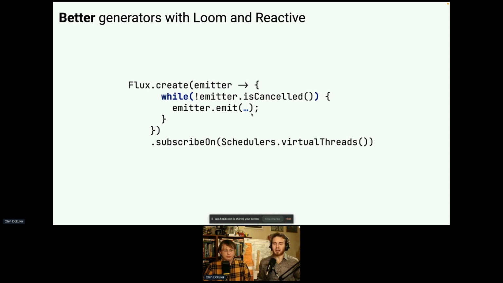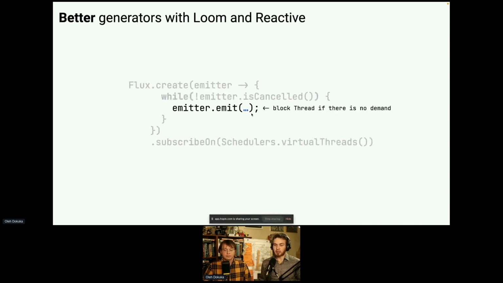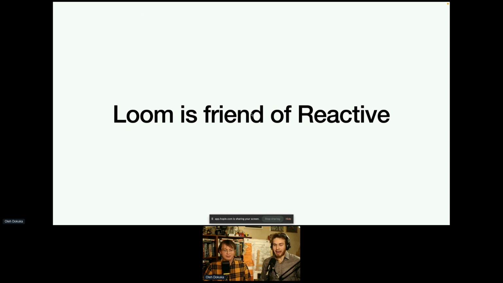We can create much simpler kinds of generators or wrappers around push APIs using Flux.create. Before, we had to integrate with complex non-blocking async demand or backpressure in order to make sure we were not overwhelming. Now this emitter.emit can just easily block the emitter thread, and this emitter can easily be running on a virtual thread, making sure that no important threads are blocking. Cool. So I would say that Loom is a friend of reactive.